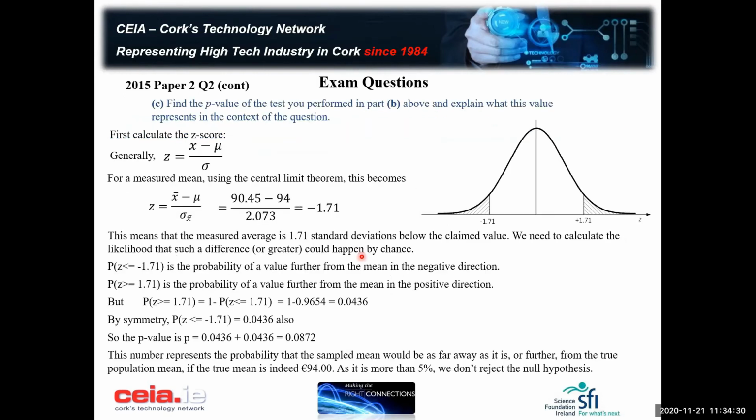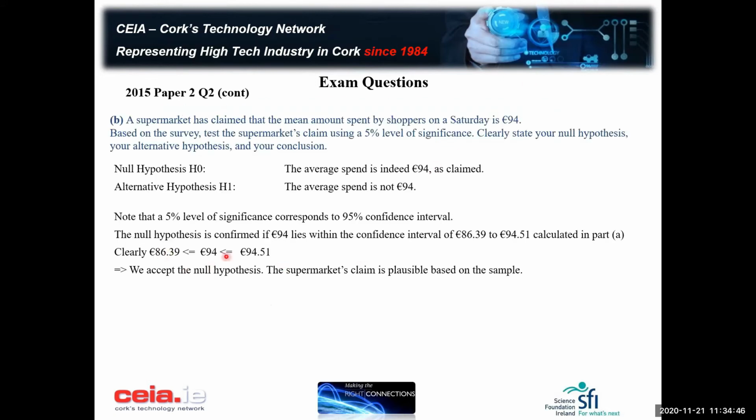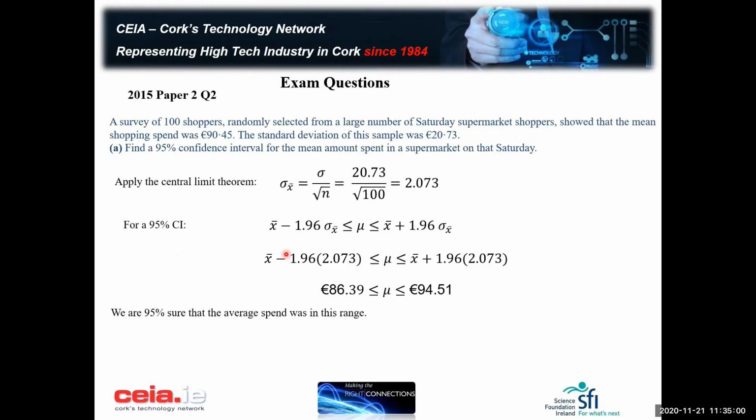Now part C of that same question, they ask you to find the p-value of the test you performed in B. So the p-value is, instead of looking to see whether the 94 lies within the range, we actually look for the p-value of that 94. Or actually, it's the p-value of the relationship between the 90.45 and the 94.